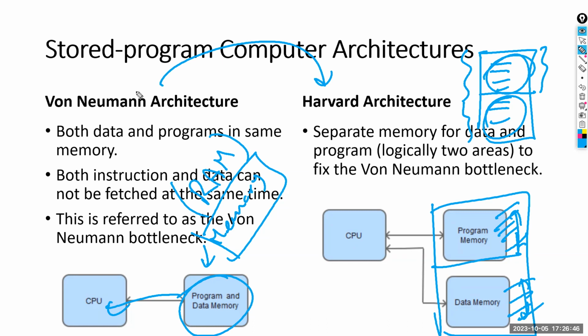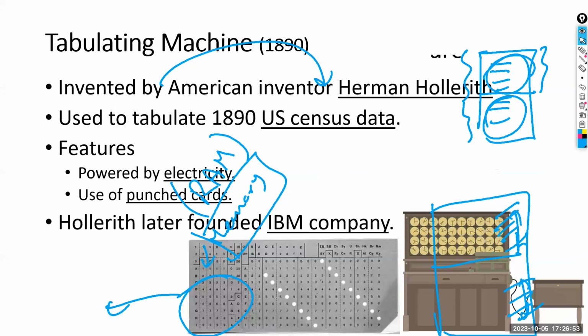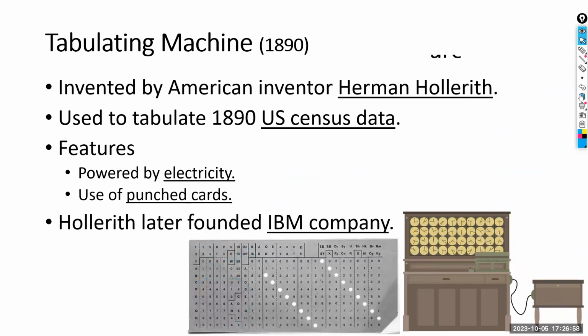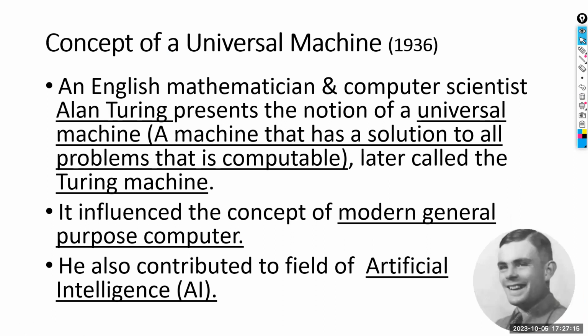Right. So under the electromechanical era, what we have covered so far is the tabulating machine by Herman Hollerith. It was used in US census data processing, and later he developed the IBM company. Then the concept of the universal machine by Alan Turing. So if something is computable, it must be processed by that particular universal machine.